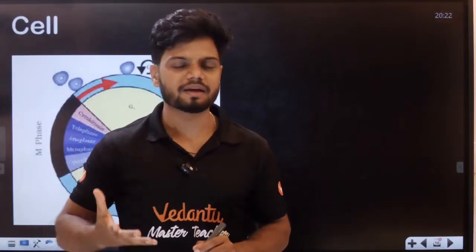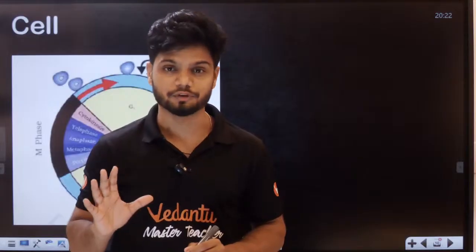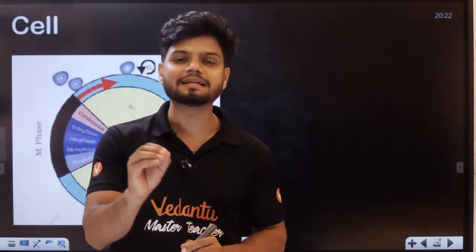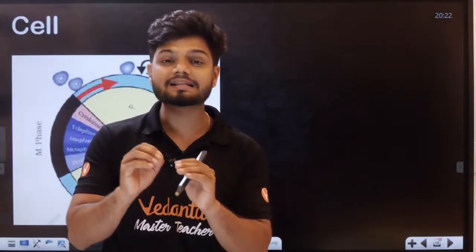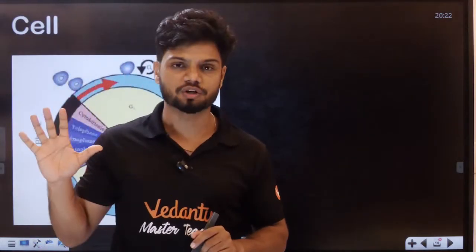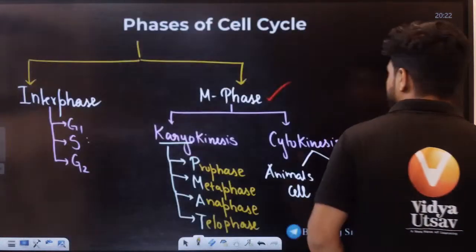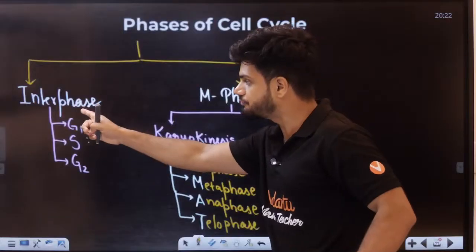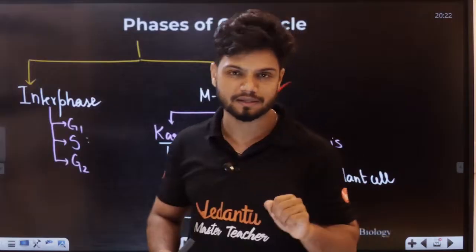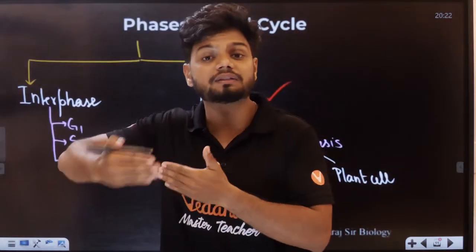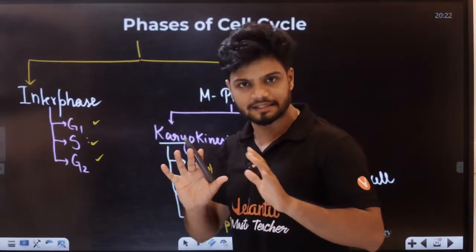Small basics, listen to me very carefully. What exactly takes place in the case of cell division? The entire cell division, students, is divided into two categories: interphase and M phase. Interphase is further divided into G1, S, and G2.